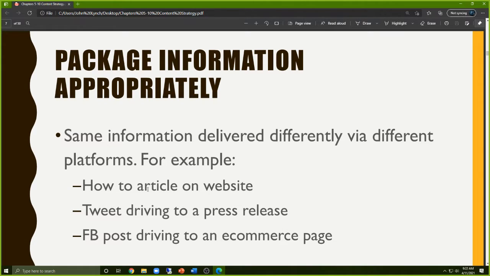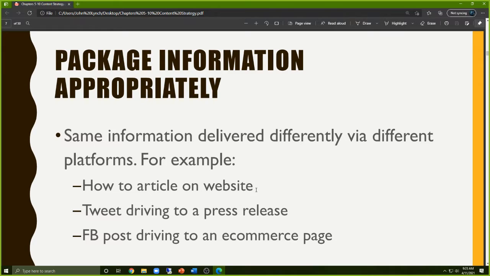Here is just a small example of different ways that we can figure out how to package our information or share our content using different mediums. For example, you can have an article on your website. If you have a personal website, those are very helpful. And you can also put that same article maybe on a tweet or on a Facebook post. So a lot of these can be shifted around to these different social media platforms.